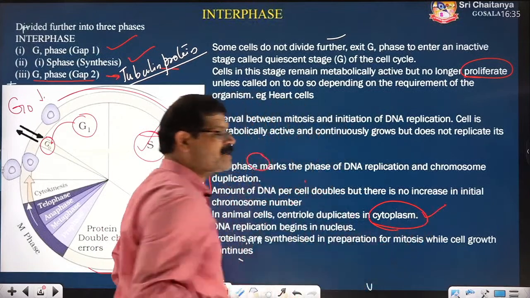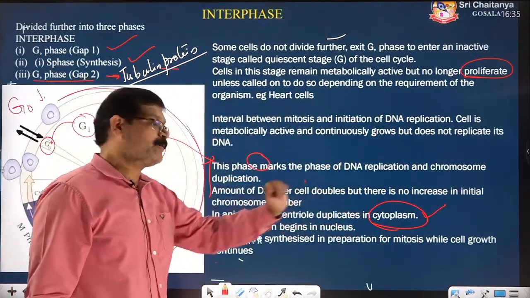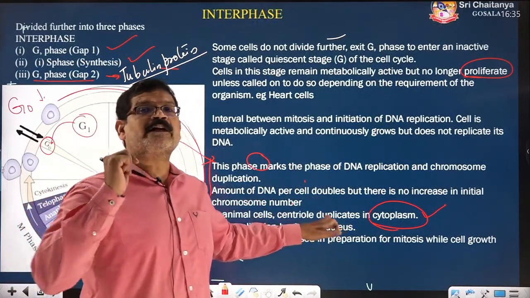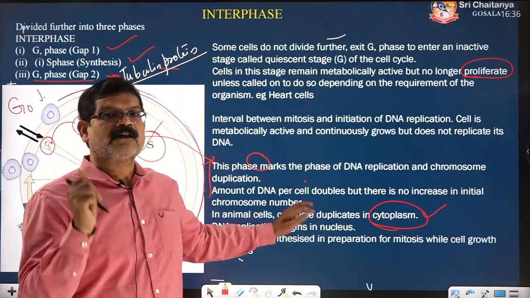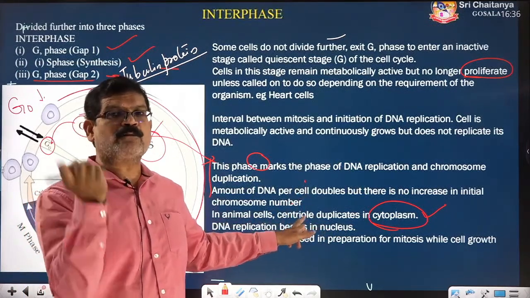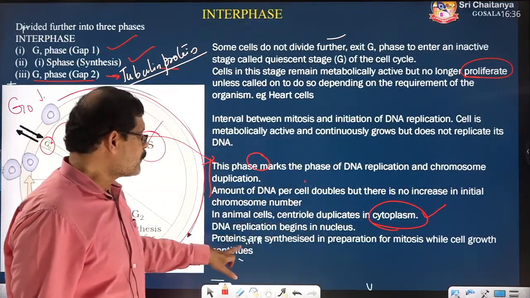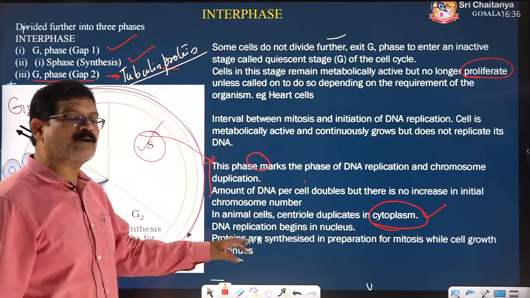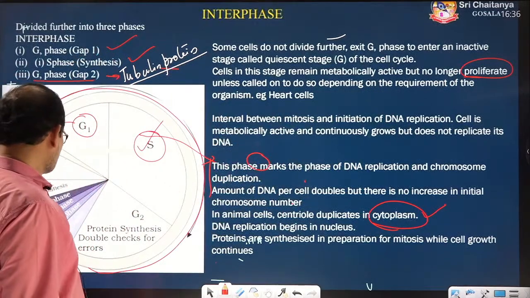Where it is occurring is very important. It occurs in the cytoplasm. DNA replication begins in the nucleus. DNA replication, where does it happen? It occurs in the nucleus. Centriole duplication or centrosome duplication occurs in the cytoplasm. These are the two important things. Proteins are synthesized in preparation for mitosis while the cell growth continues. These are all the points we have studied individually under this one.